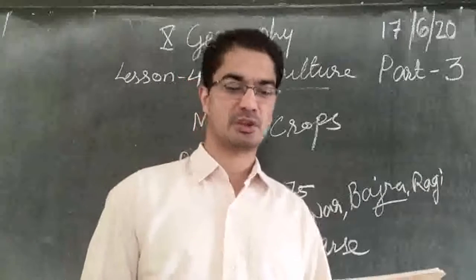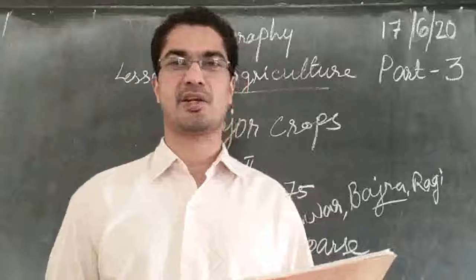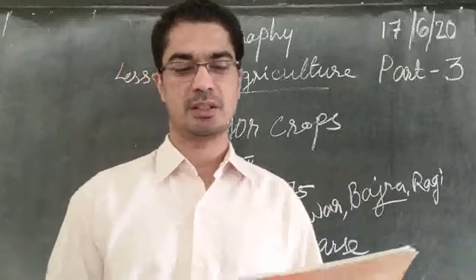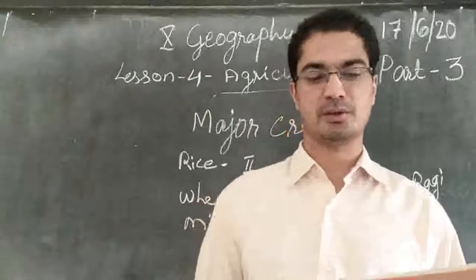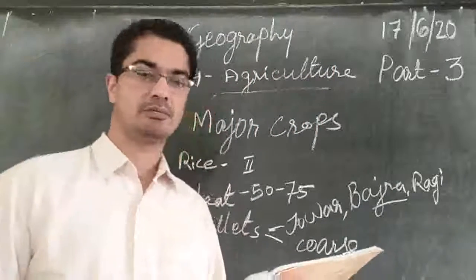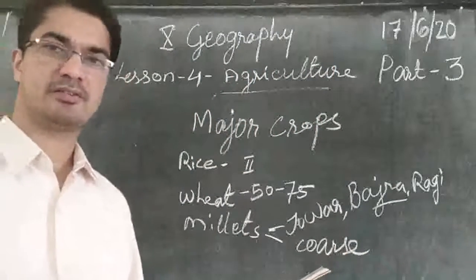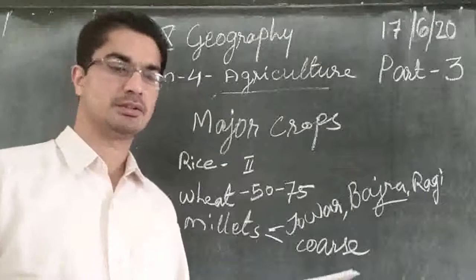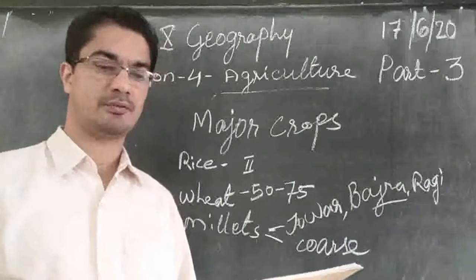So which are the states growing this ragi other than Arunachal Pradesh? It is Karnataka, Tamil Nadu, Himachal Pradesh, Uttarakhand and Sikkim and Jharkhand. These are the states growing this ragi.